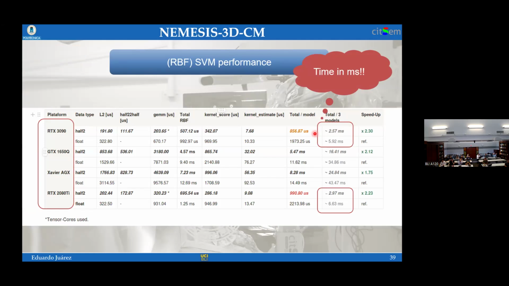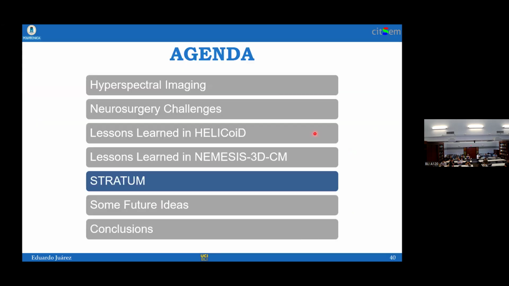Each of them is going to be executed in less than 3 milliseconds. Even if we have to compute other things, we are opening the door, willing to process these 15, 30 hyperspectral cubes per second, and then to have this classification map in real time. Good, so that was the result we achieved with the Genesis project.